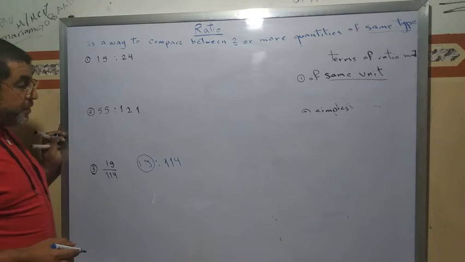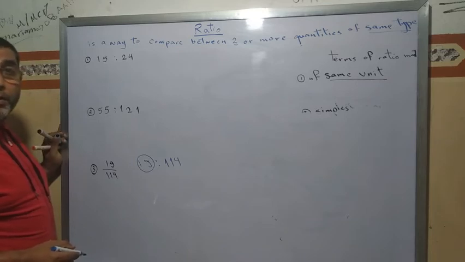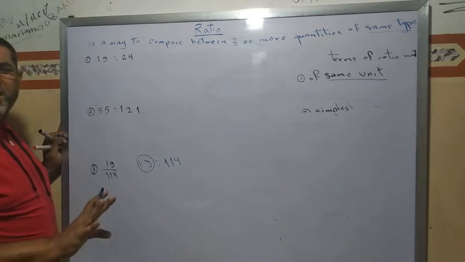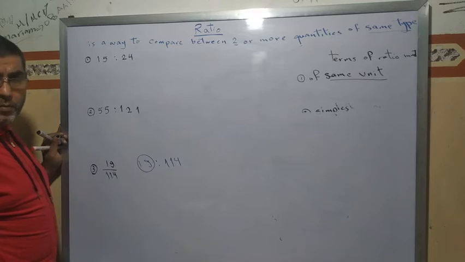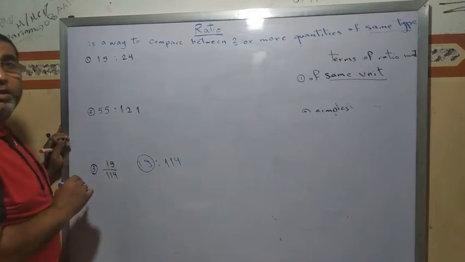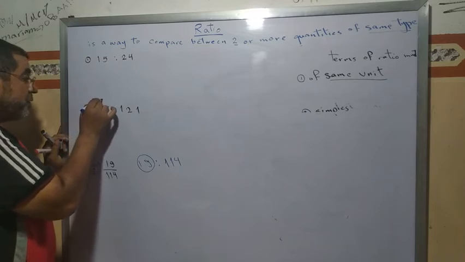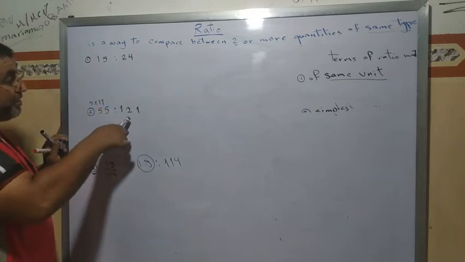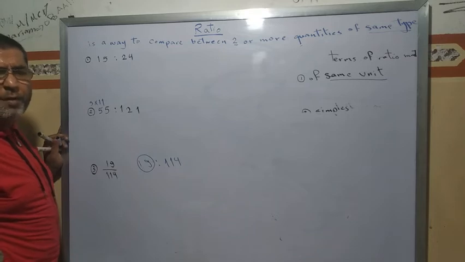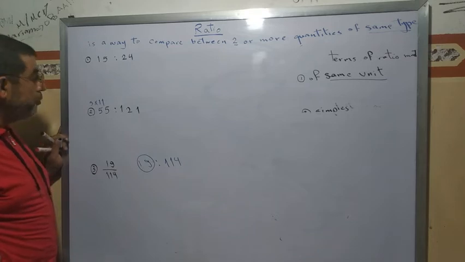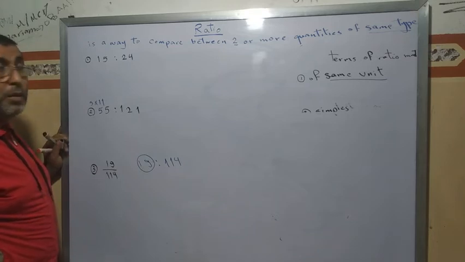19 is a prime number. So it's divisible by 19, no more. 55 to 121. 55 is 5 times 11. But this number is not divisible by 5. So it may be divisible by 11.